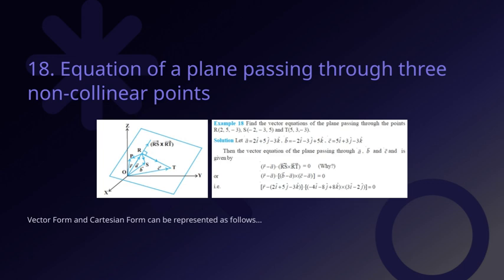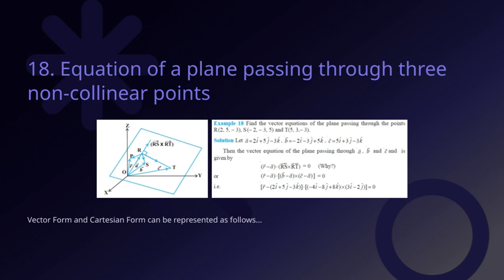Next, we'll focus on the equation of a plane passing through three noncollinear points. This is an important concept because, as you might recall, three noncollinear points uniquely determine a plane. The core idea here is that once you have three such points, you can find the equation of the plane that contains them. This involves calculating a normal vector to the plane, which is perpendicular to it, and then using the coordinates of the points to formulate the equation.